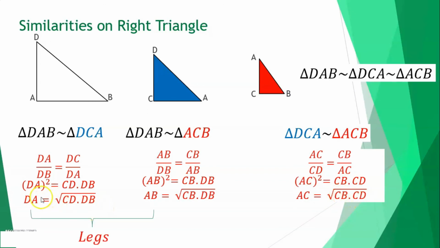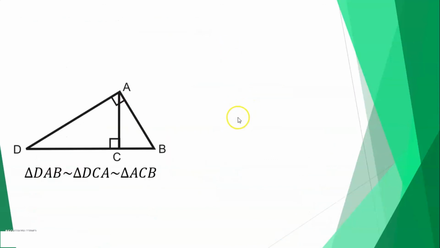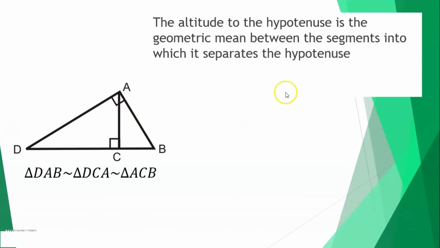Now, take note, DA and AB are the legs of the biggest triangle, and AC here is considered the altitude to the hypotenuse. So these two are the bases for the similarities of right triangles. In the original figure, the altitude to the hypotenuse is the geometric mean of the two segments into which it separates the hypotenuse. So with that, AC is equal to the square root of CB times CD. And that's the altitude rule.